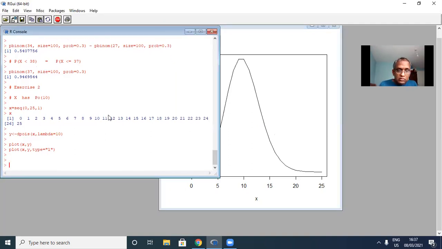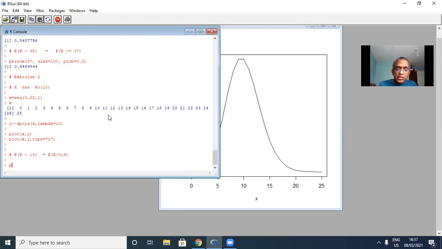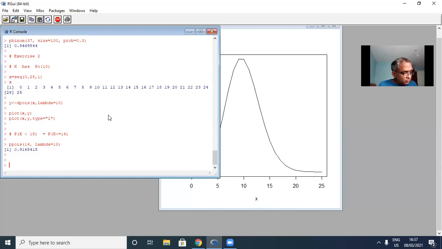And the question is also asking you to figure out the probability that x is less than 15. Now this you can write as the probability that x is less than or equal to 14, right? So this will be p Poisson, right, at 14 with lambda equal to 10, right?